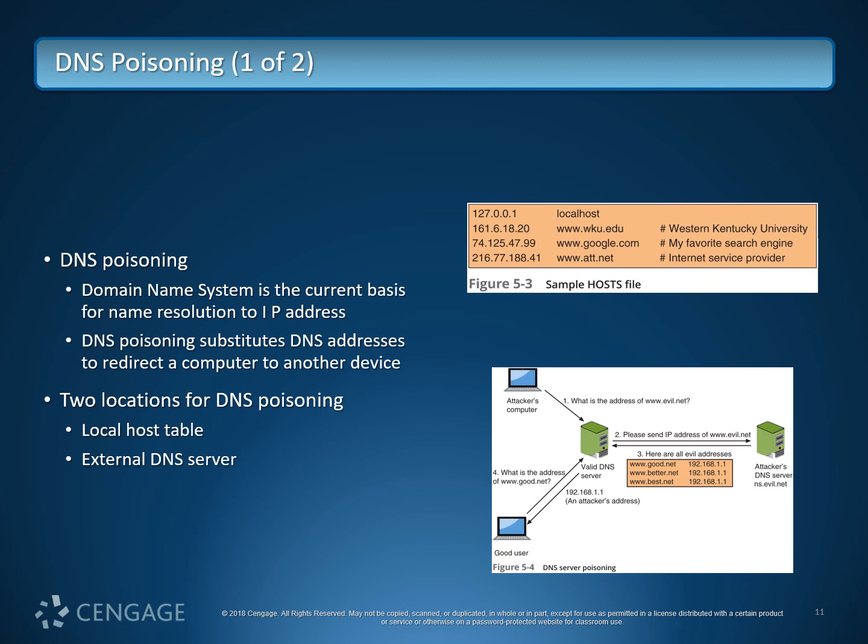Now, there are two locations for DNS poisoning to occur: the local host table or an external DNS server. One is obviously much more devastating than the other because it affects several more hosts. Let's look at the graphic for figure 5.4 in the bottom right here. We have an attacker computer, which basically says, what is the address of evil.net? Very creative. The valid DNS server will say, please send the IP address of evil.net here, and then we have the DNS server on the other side. Here are all the evil addresses: good, better, and best.net. Now, attack step 4, the good user or the uncompromised user is going to say, what is the address of good.net?